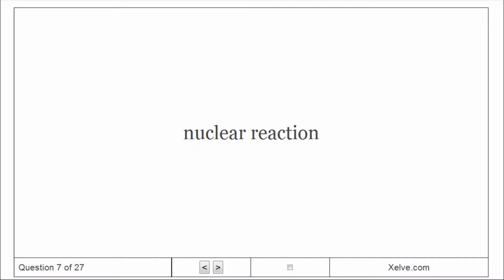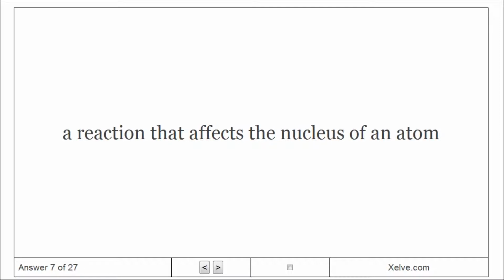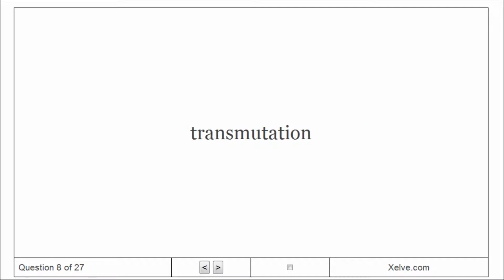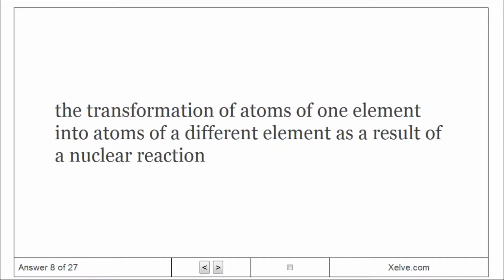Nuclear reaction. A reaction that affects the nucleus of an atom. Transmutation. The transformation of atoms of one element into atoms of a different element as a result of a nuclear reaction.